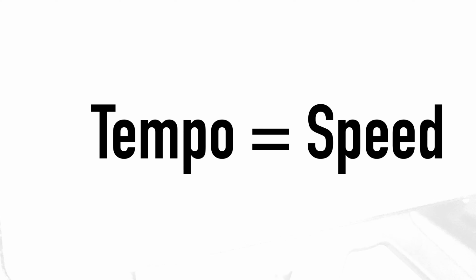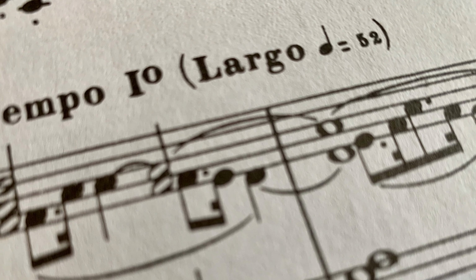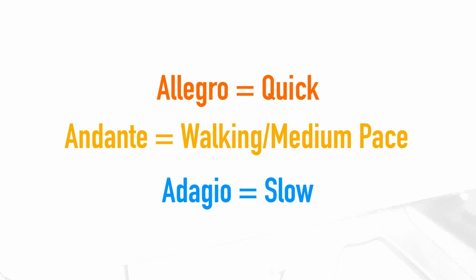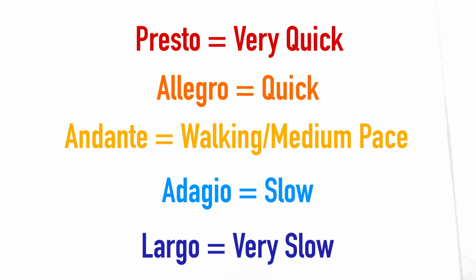The next type of performance direction we're going to look at is to do with speed. In music, we call this tempo. Again, the words used to describe different speeds are often written in Italian. Allegro means quick. Adagio means slow. Just like dynamics, we have a whole range of words to describe different speeds. Andante means at a walking or medium pace. Largo means very slow, and presto means very quick.